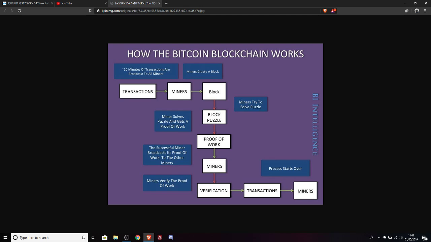The data that is stored inside the block will vary depending on the type of blockchain. For example, the Bitcoin blockchain stores three pieces of information: the sender, so where it came from, the receiver, so where it's going to, and the amount that is being sent.